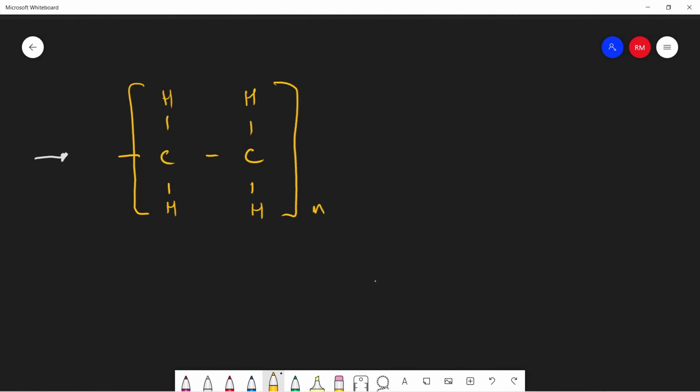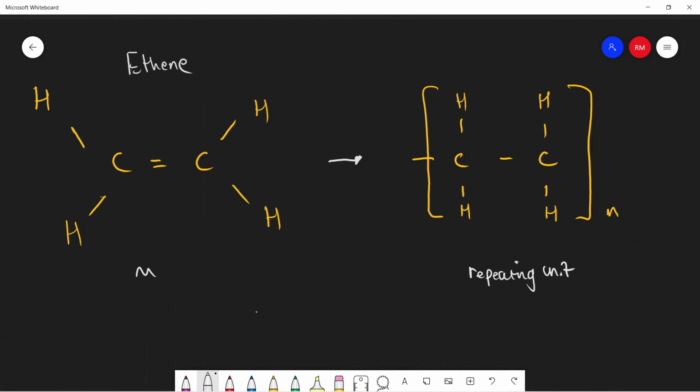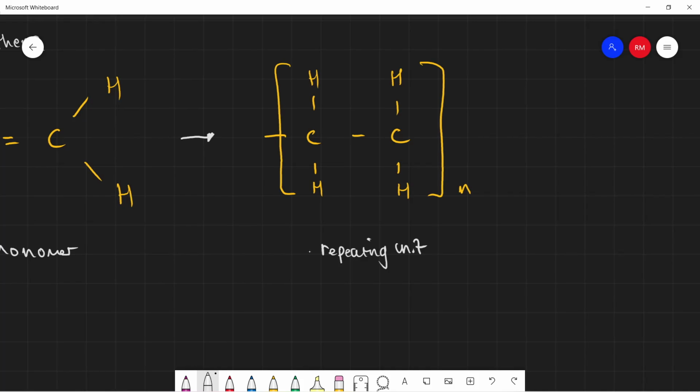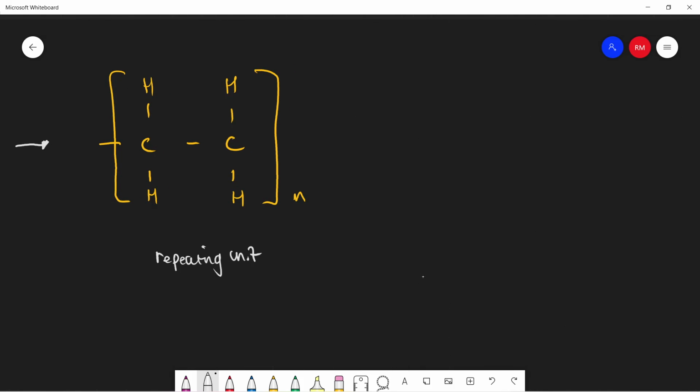Now, how you would name this as a polymer: this is the monomer, and its name is ethene. But what about the polymer of ethene? Does it have a different name? Well, sort of. It's not very original. It's just noted as polyethene right here.